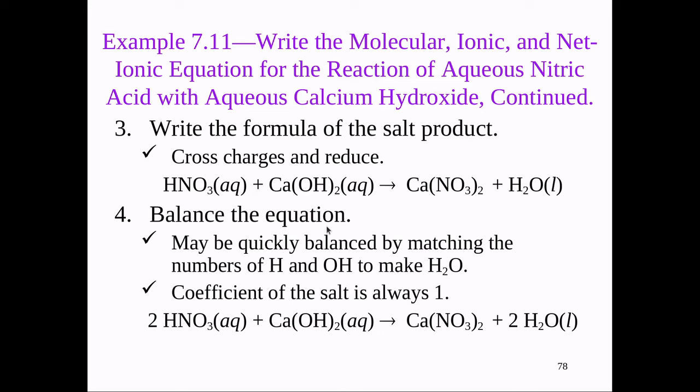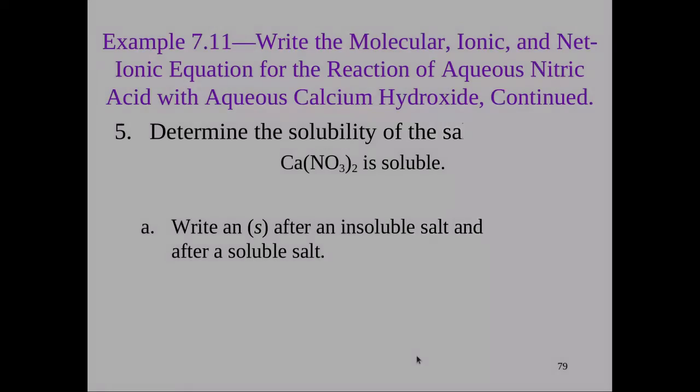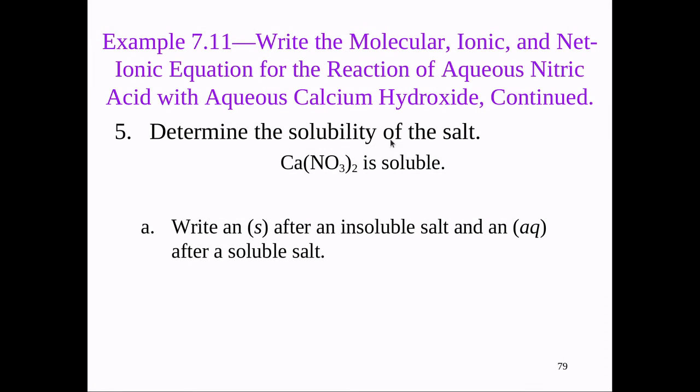And then we're going to balance the equation, okay? Maybe quickly balanced by matching the numbers of H and OH to make H2O. So if you only had two H's here, and this guy had two hydroxides, that means that we needed two protons to balance that, and we're going to produce two waters in the end. Finally, we want to determine the solubility of the salt. Our calcium nitrate is soluble because all of our nitrates are soluble. And then we're going to write an S after an insoluble salt and AQ after a soluble salt.